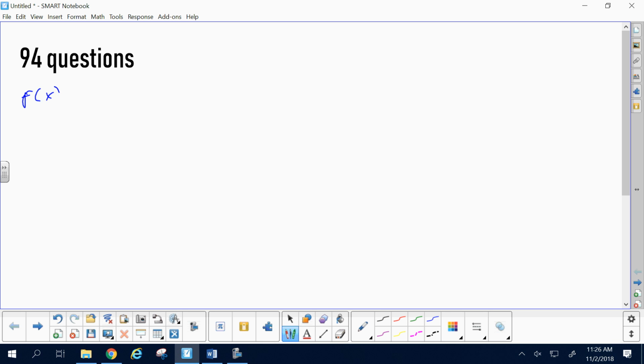F of x equals 2x cubed minus x squared plus 3 over 2 minus x. That's kind of gross. So this could actually be a bit of a mess. Describe the zeros, vertical asymptotes, and end behavior.